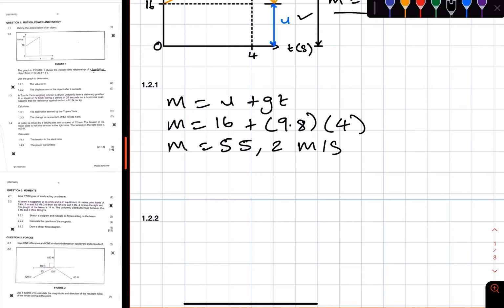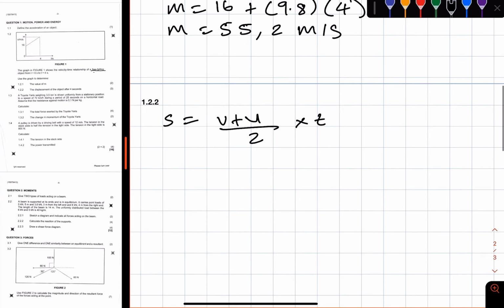So we're going to use the area under the graph, since they told us to determine everything from the graph. So we use the area of a trapezoid, and S, which is the displacement, is going to be equal to (v plus u) over 2 times t. So S is equal to the final velocity, which here is represented by m. So m we found to be 55.2 meters per second.